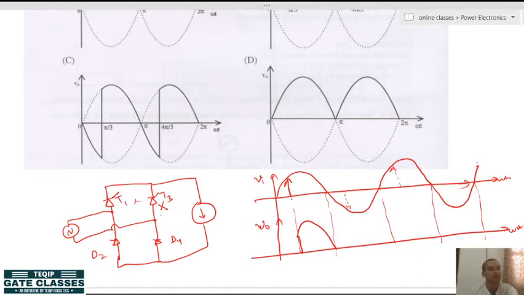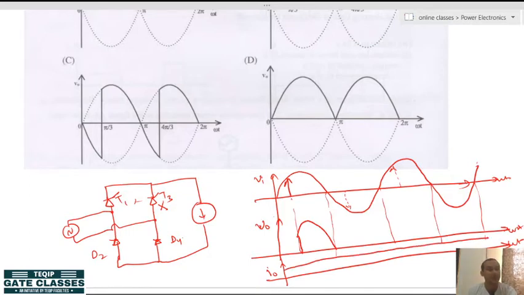If you are not giving the firing pulse to T3, what will happen here? Just think, the load current is continuous. I am taking the load current as constant. When the load current is constant, this is alpha, this is pi, this is alpha plus pi, this is 2 pi. From pi to pi plus alpha, T1 and D2 will be forming a freewheeling path. So from here to here there is no problem.